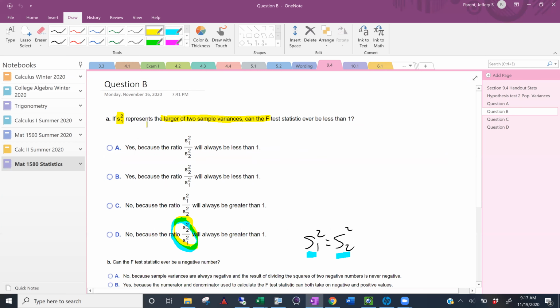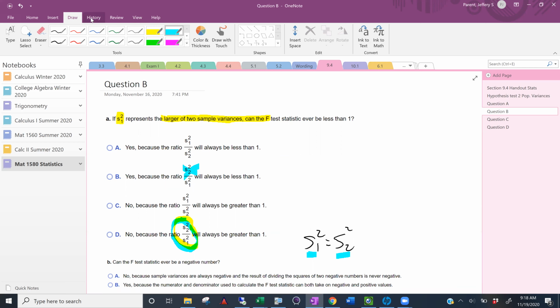It says if sigma 1 squared represents the larger of the 2 sample variances, can the F statistic ever be less than 1? Okay, so when we set up our hypothesis test and calculate our test statistic, we always set things up so that the larger variance goes in the numerator. So if the larger one's in the numerator, let's see, so we got S1 in the numerator. So we can eliminate, for instance, this one right here because the larger one has to be in the numerator.